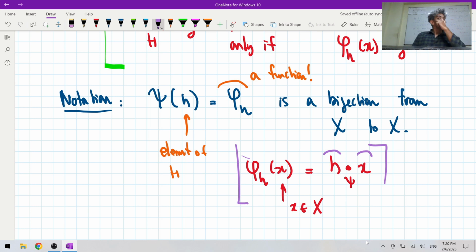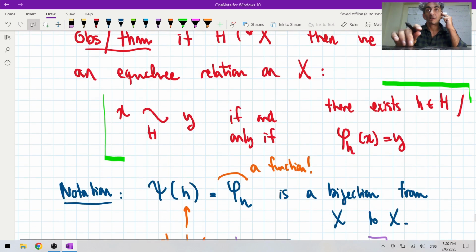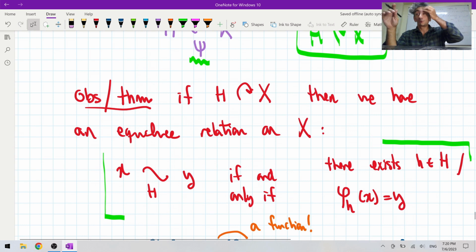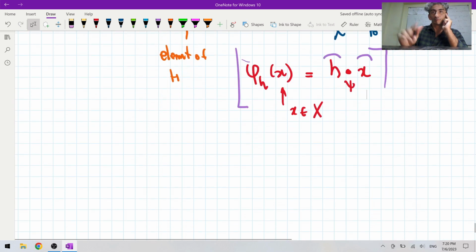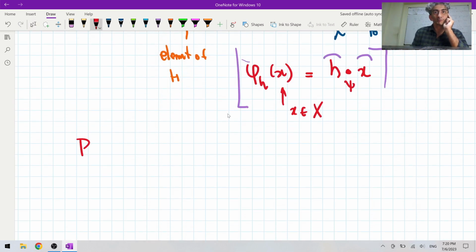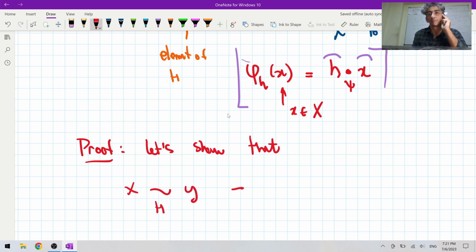So let's show that we have an equivalence relation, and we're going to show that for a certain action, that equivalence relation yields what we call the Lagrange theorem. Proof. Let's show that this is an equivalence relation.